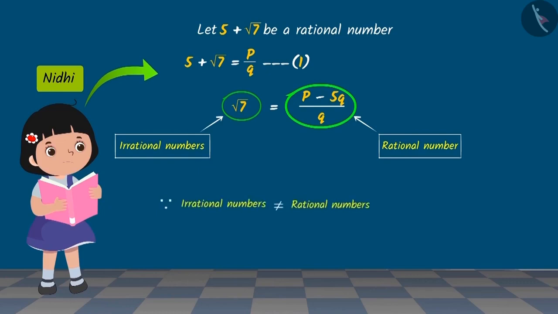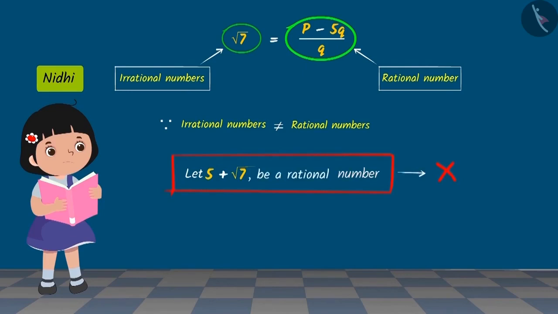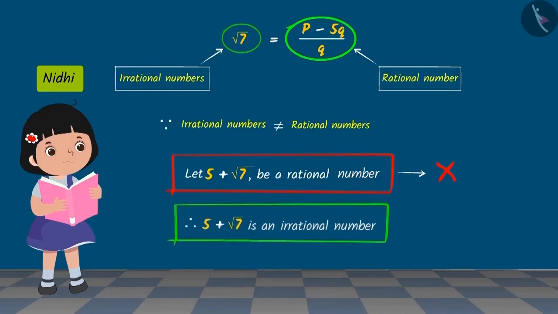But this is impossible because irrational numbers cannot be equal to rational numbers. Hence, Nidhi tells Riddhi that the assumption that 5 plus square root of 7 is a rational number is wrong, because what we have obtained here is contradictory to it. Hence, we can say that 5 plus square root of 7 is an irrational number.